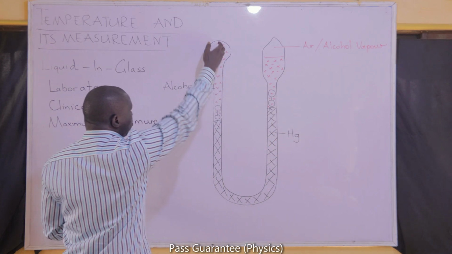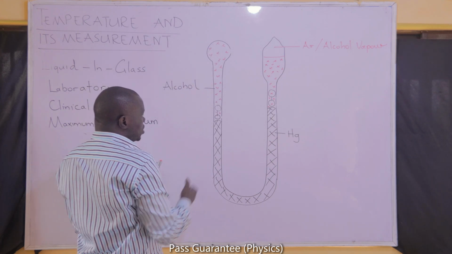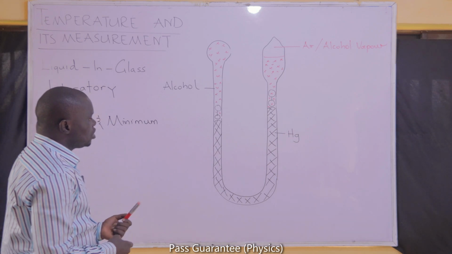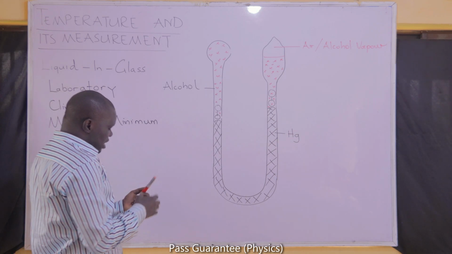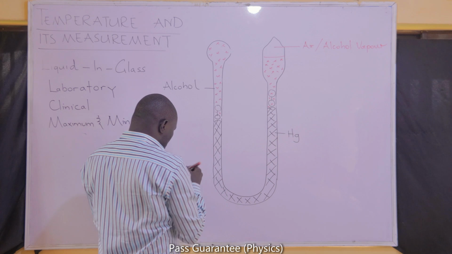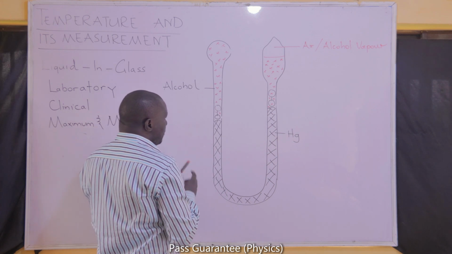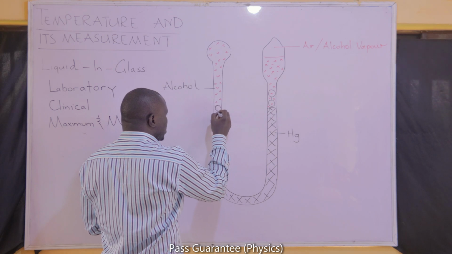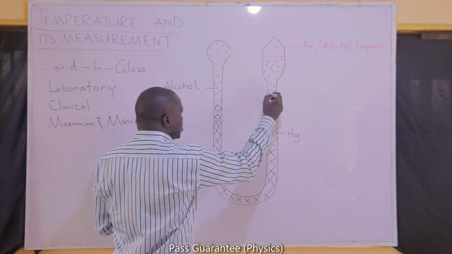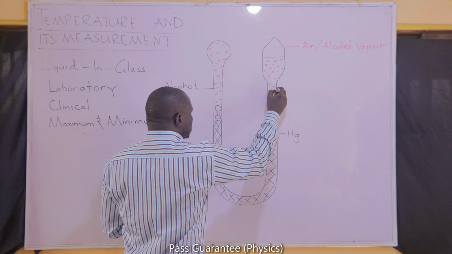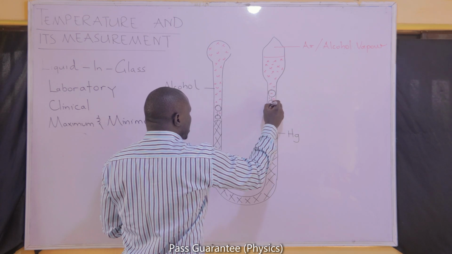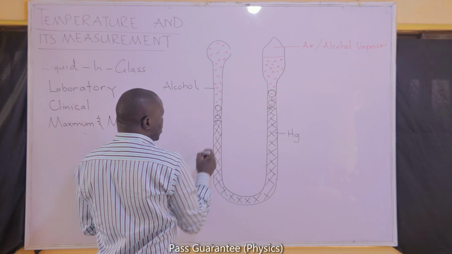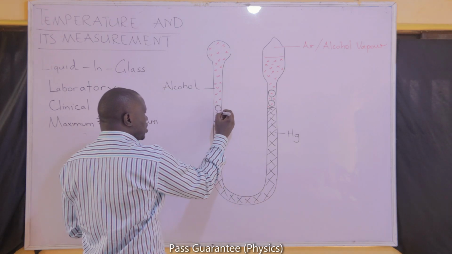But this end is completely filled with alcohol. The two of them are immiscible, so it is possible for us to have an arrangement where they do not mix. There are two steel indices, two small steel indices, directly placed atop the meniscus of mercury, directly placed across the meniscus of the mercury.